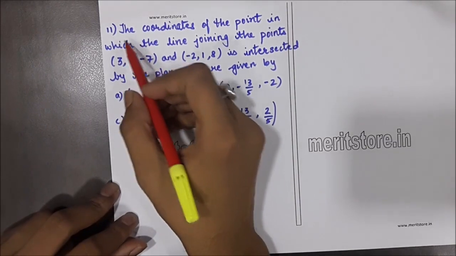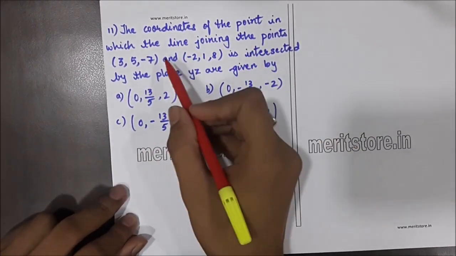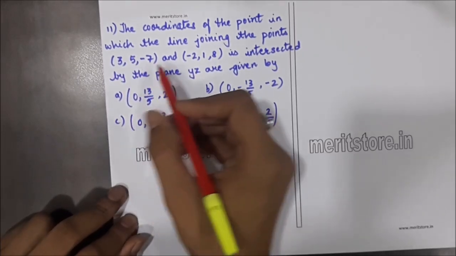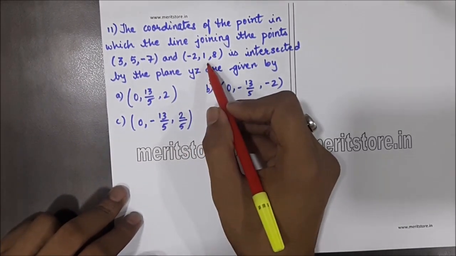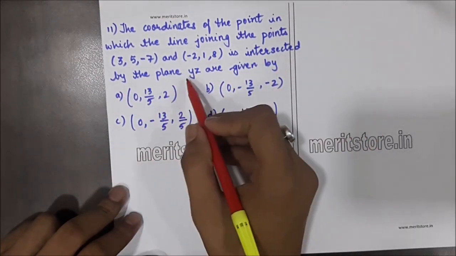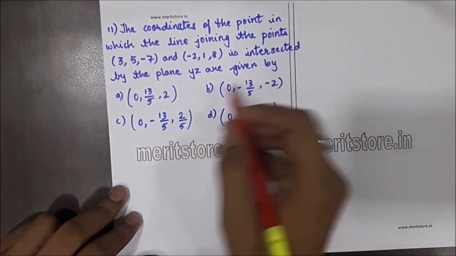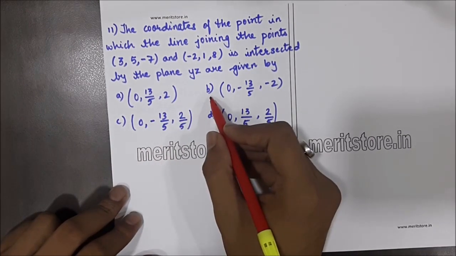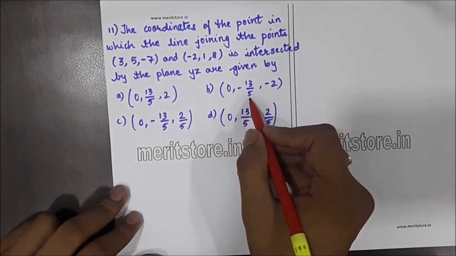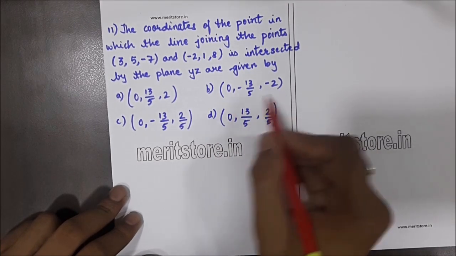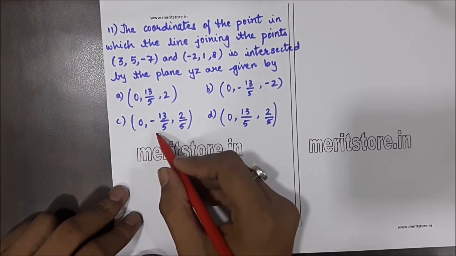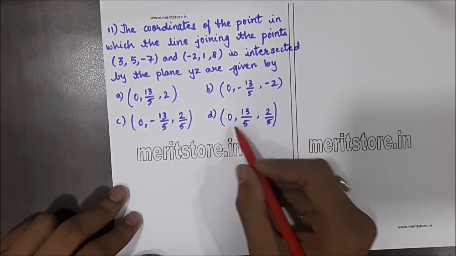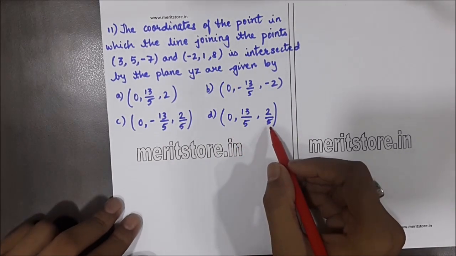Question number 11. The coordinates of the point in which the line joining the points (3, 5, minus 7) and (minus 2, 1, 8) is intersected by the plane YZ are given by: option A 0, 13 by 5, 2, option B 0, minus 13 by 5, minus 2, option C 0, minus 13 by 5, 2 by 5, option D 0, 13 by 5, 2 by 5.